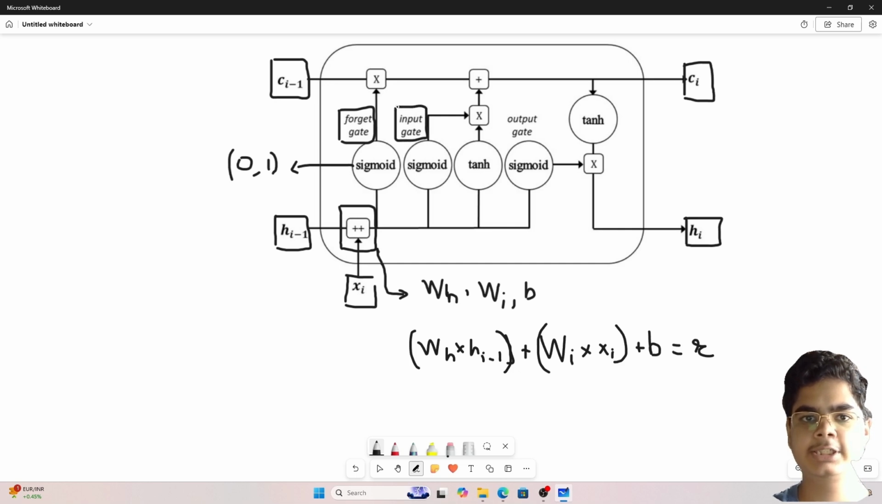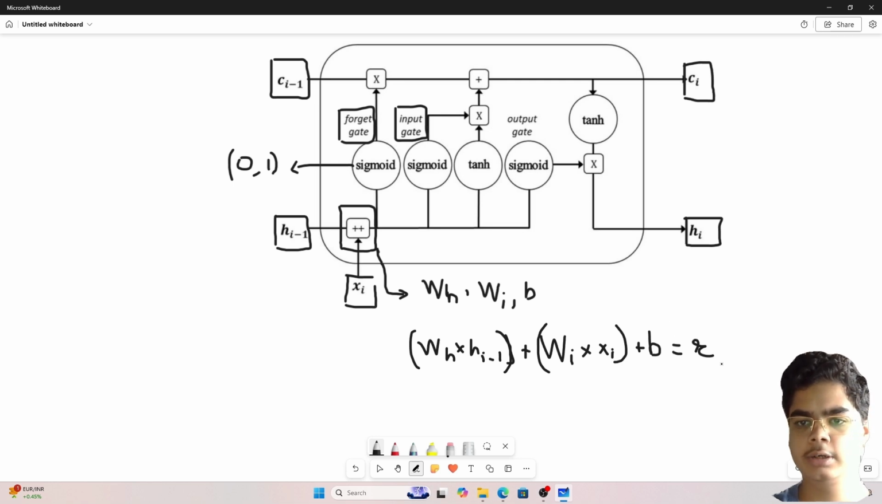So input gate basically decides what information should be stored in the cell state. Remember that forget gate decides what information which is already stored in this cell state should be forgotten, and the input gate decides what information should be stored in the cell state. So now let us understand how this input gate works.